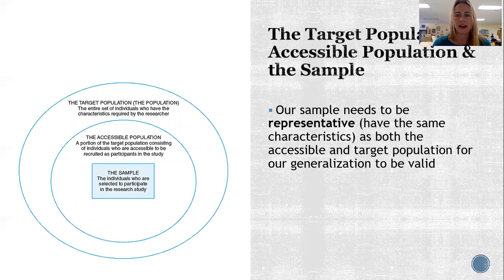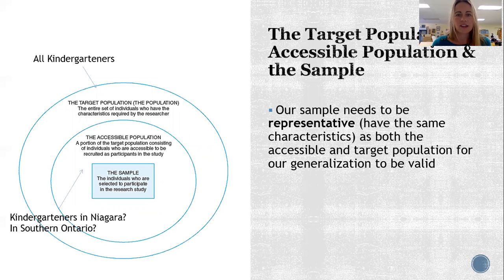Our sample needs to be representative of the target population, so this might be all kindergarteners in the Western world. But we can't test everybody in the world, so we're going to have access to only a subset of that. We call this the accessible population. This might be kindergarteners in Southwestern Ontario or kindergarteners who are in the Niagara District School Board, for example.